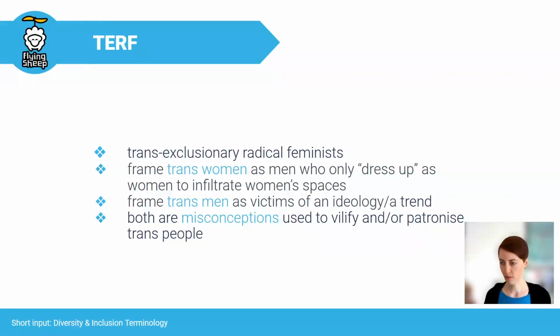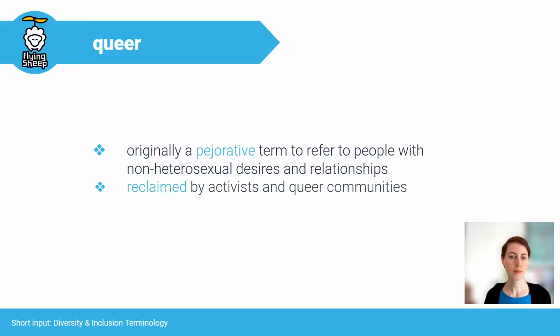focusing solely on that. So let's continue for now with the next term, which is queer. Now, queer used to be actually a pejorative term which referred to people with non-heterosexual desires and relationships. They were cast as the outsiders, as the others. But in the 1980s, it has actually been reclaimed by activists and communities and is now very widely used as a neutral or even positively connotated umbrella term for people who are not heterosexual or cisgender.